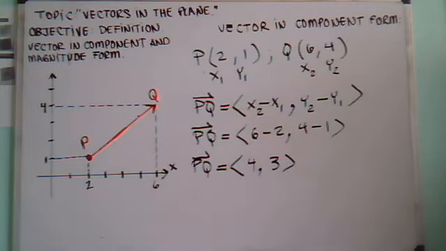Another important piece of information about vectors is the magnitude of the vector. The magnitude of the vector is nothing but the length of the line segment. What is the distance from P to Q? That means we have to use the distance formula.